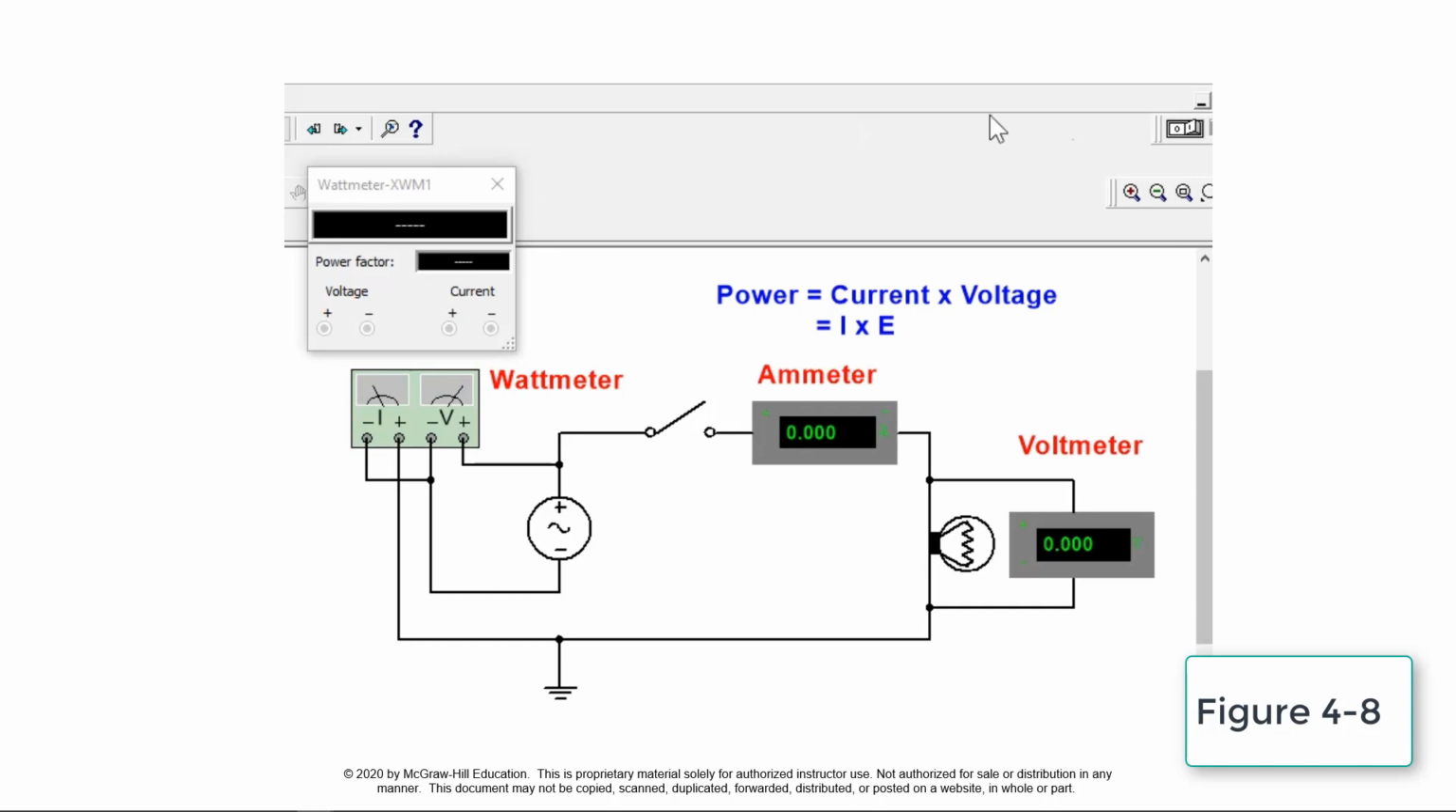Turning the simulation on and closing the switch indicates a voltage reading of 120 volts and a current reading of 0.5 amps. The current times the voltage is 60 watts as seen by the wattmeter reading.